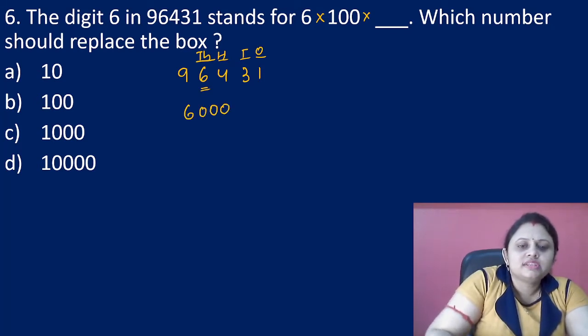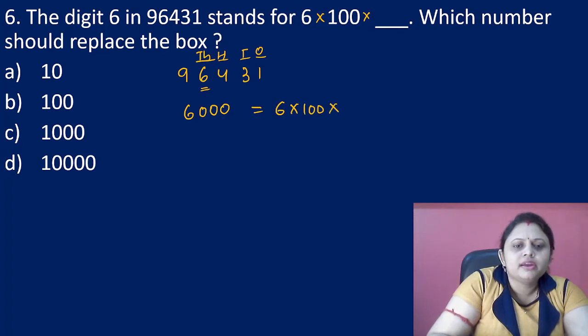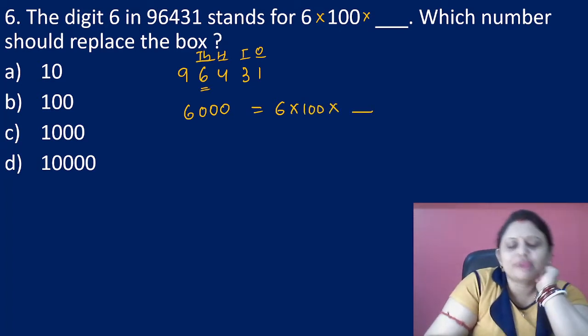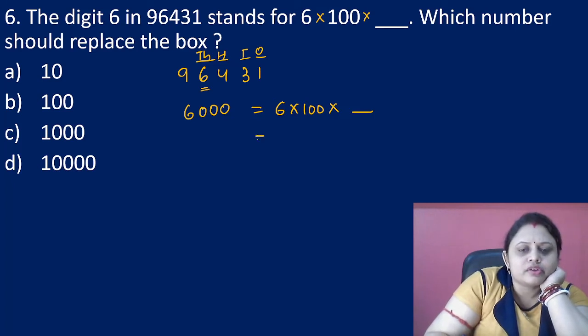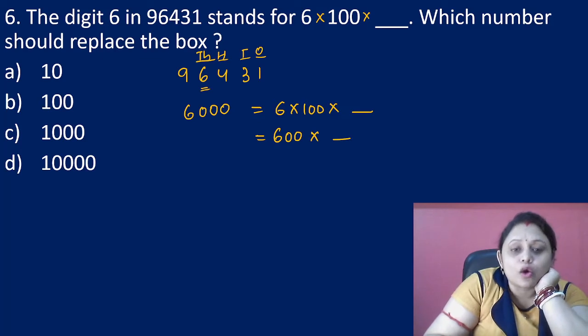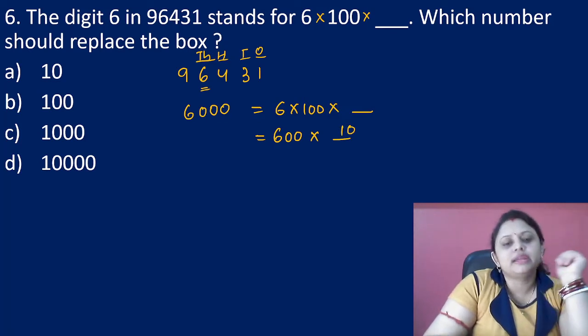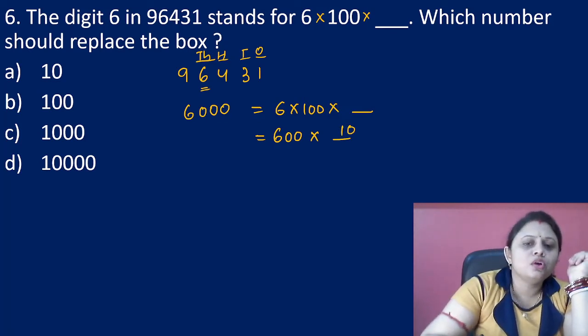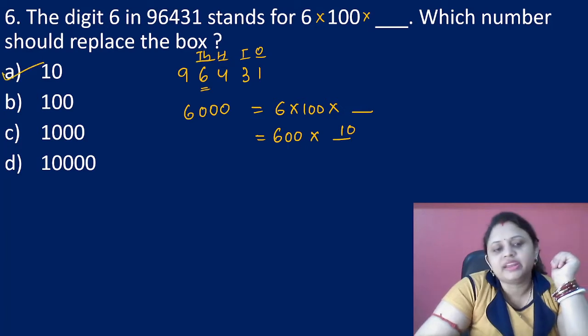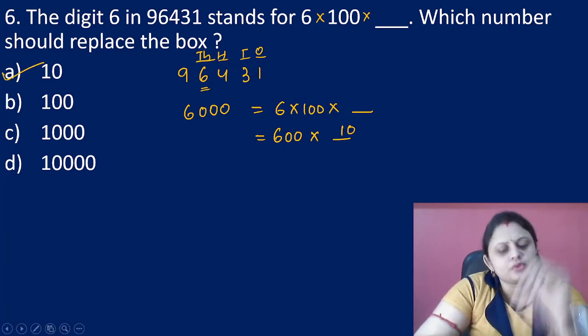Okay, so 6000 equals 6 into 100 into how much? Can you find it out? 6 into 100 means 600. So 600 into how much is equal to 6000? It is 10. 600 into 10 is equal to 6000. So our correct option is option A, that is 10.